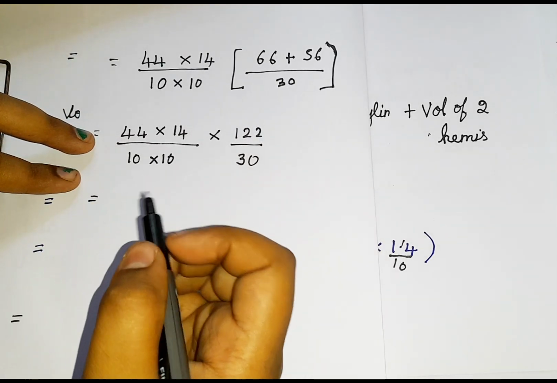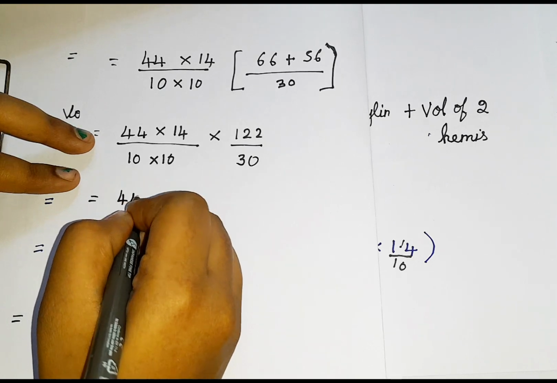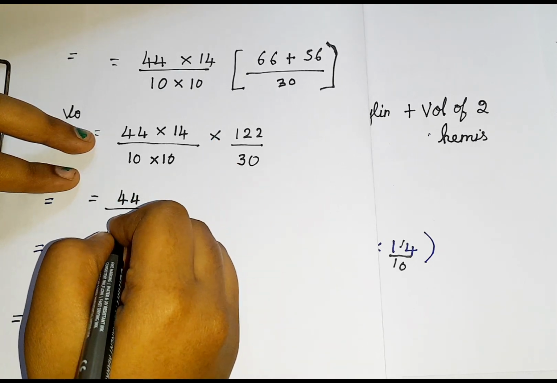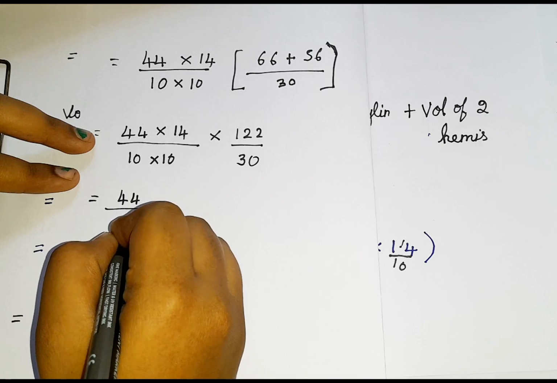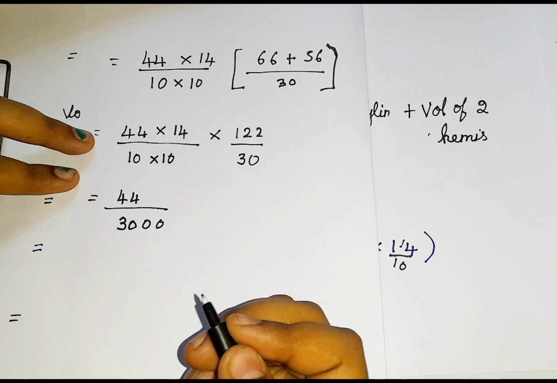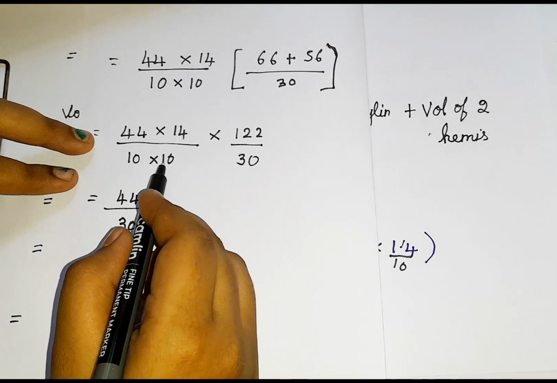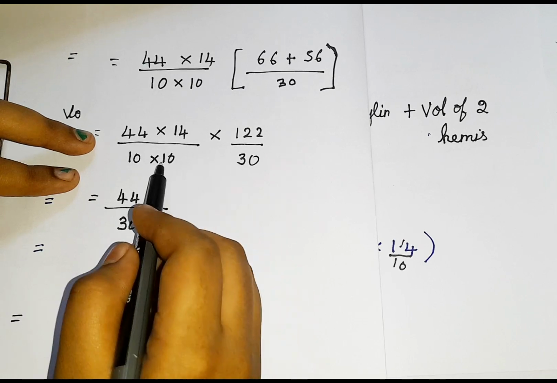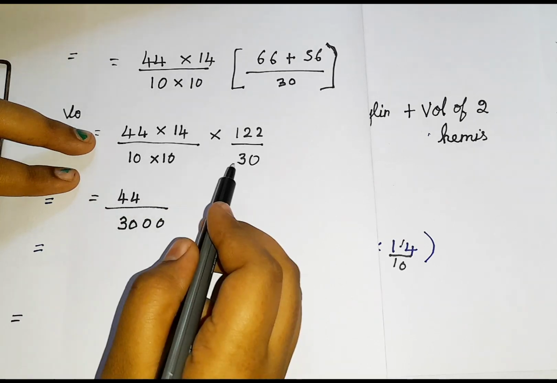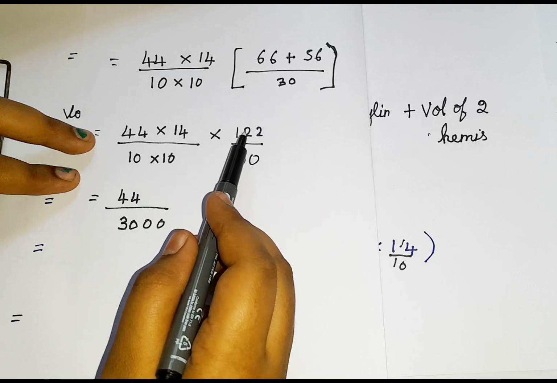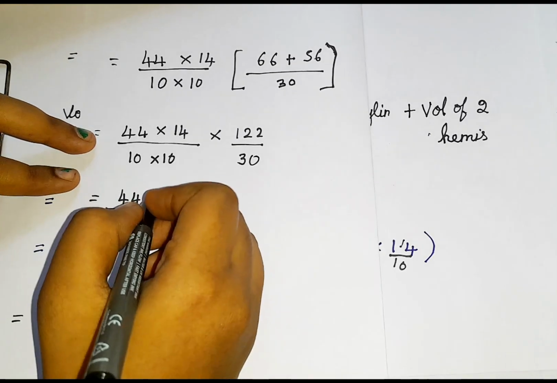Okay guys, so now let us multiply. Let me write 44 as it is. Why did I write 3000 down? Because 30 into 10 into 10. Since everything is in multiplication, I did 30 into 10 into 10, so it will come 3000. Now let me multiply 14 into 122.